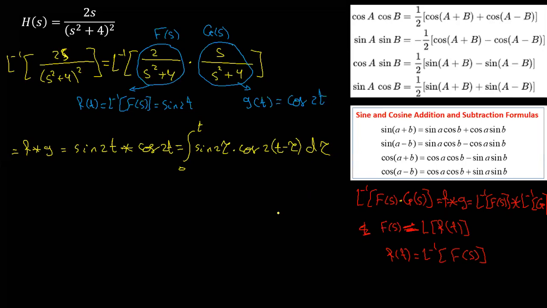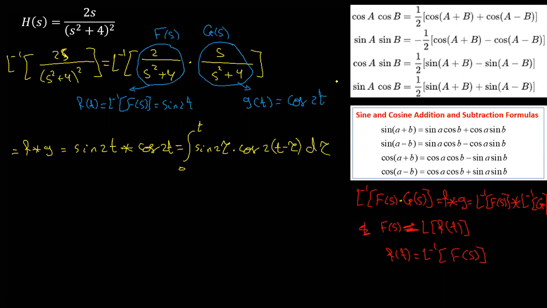Who can help to find this integral? Integral of a product between two trigonometric functions. Do you remember? We can take u equals cosine 2 t minus tau. So I think we have some rules to integrate a product between two trigonometric functions, sine and cosine, if the power of sine is odd or if the power of cosine is even. So we have some rules.